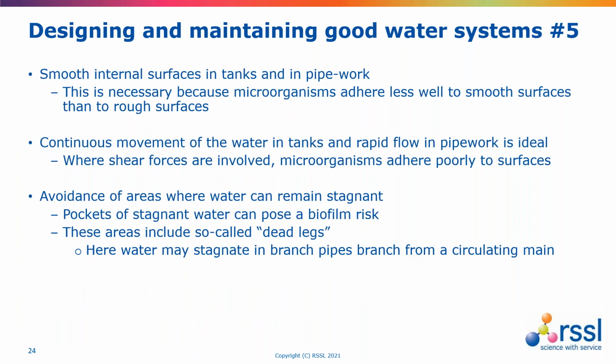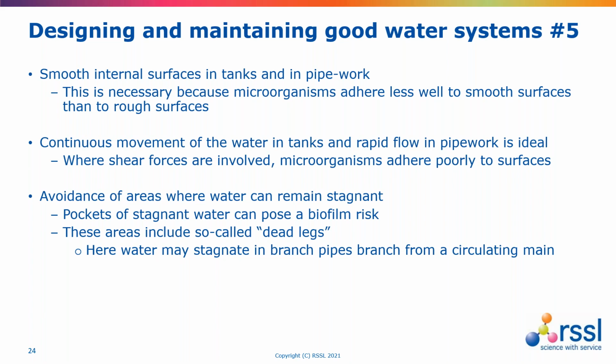Then it's important to have smooth internal surfaces inside tanks and pipework. And this is necessary because microorganisms adhere less well to smooth surfaces than to rough surfaces. So often we will be specifying a surface roughness value, which is the Ra measure. And there's a cutoff of about 0.8 microns. So above 0.8 micron surface roughness, microbial attachment is easy. And below 0.8, then microbial attachment becomes more difficult.